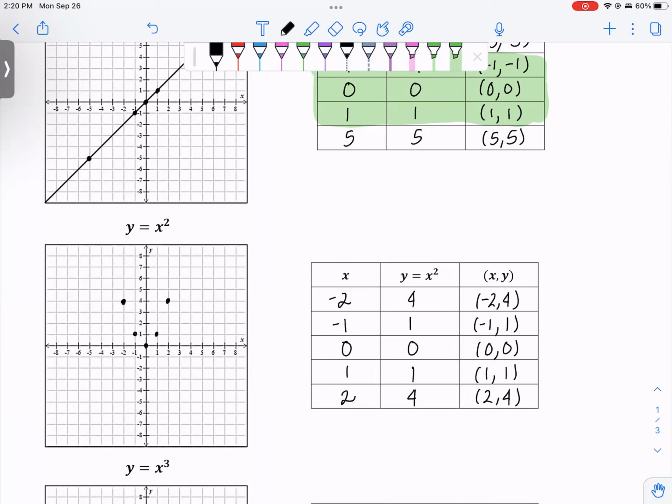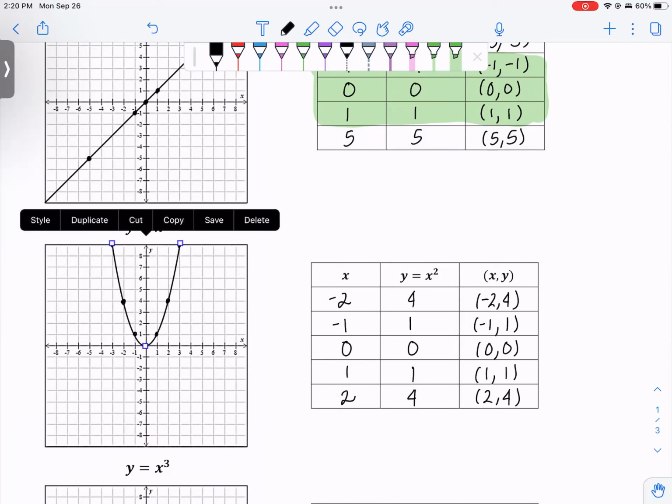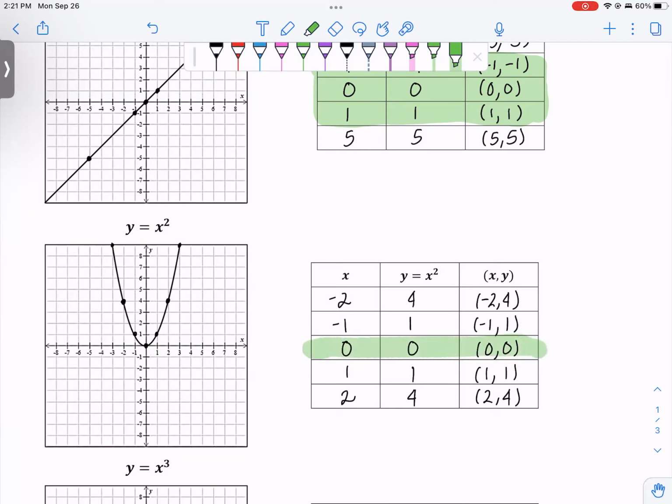Now, I also know that -3, 9 and 3, 9 should be on the graph. I'm just going to go ahead and plot those so that I can make my parabola as nice as possible. All right. That is the graph of x squared. Really important to note that 0, 0 is the vertex of this parabola.